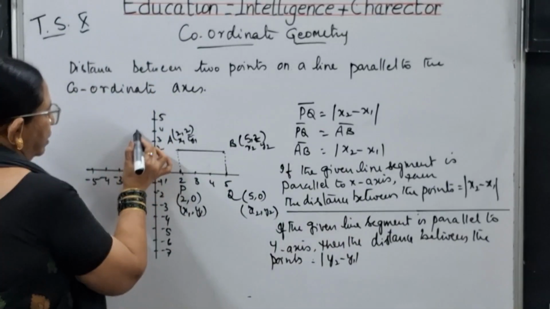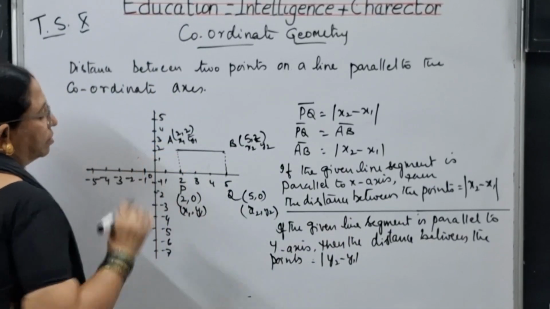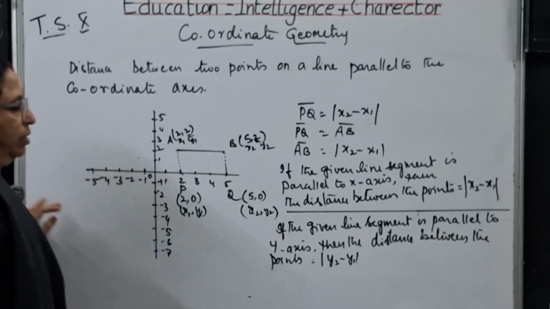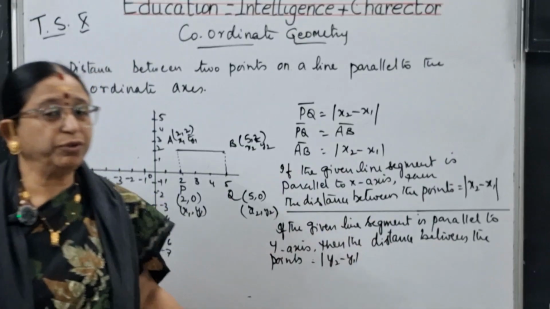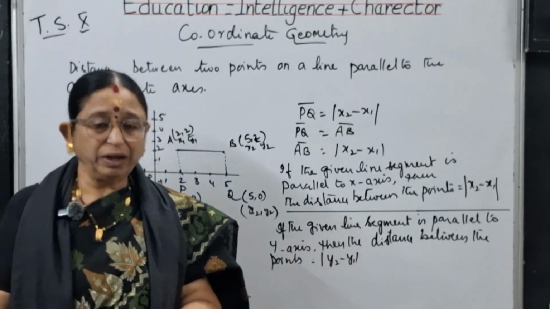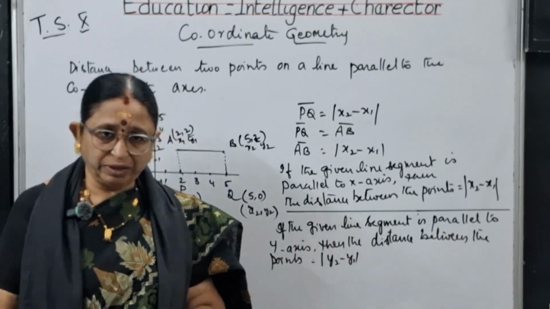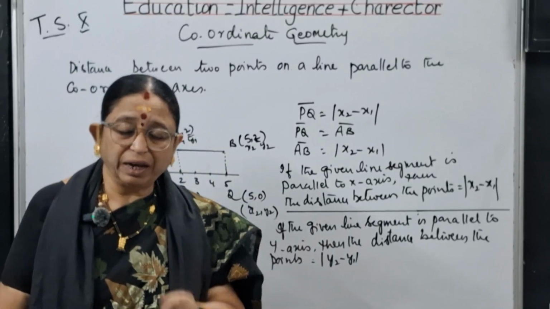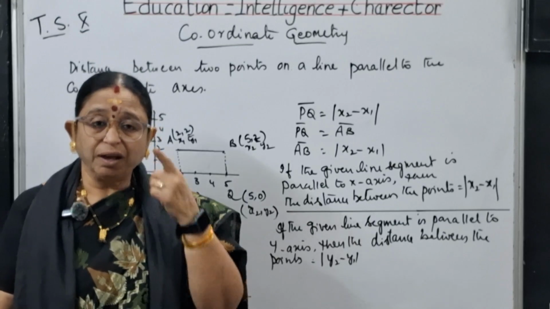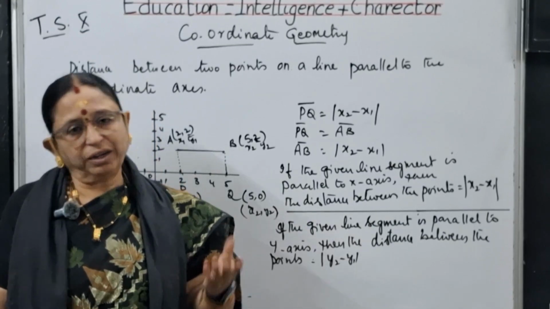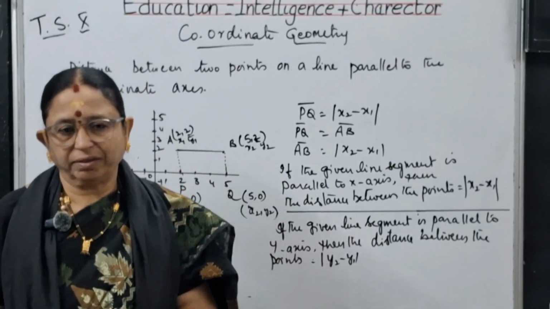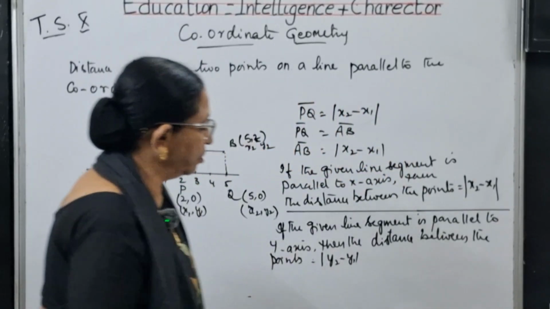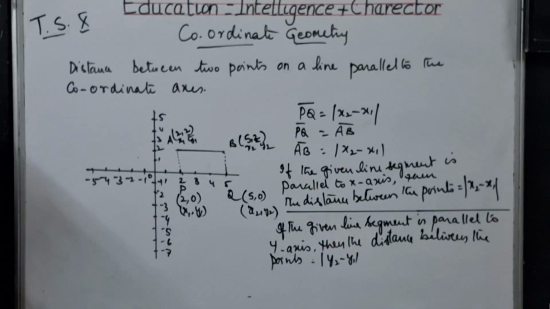If the line is parallel here, like this side or this side, what formula do you have to use? Modulus y2 minus y1. So modulus x2 minus x1 and modulus y2 minus y1 are the same formulas which are used when the points are lying on the x-axis or y-axis, or when the given line segment is parallel to the x-axis or y-axis. So please note it down, children. We'll be doing certain sums that are given in the textbook.